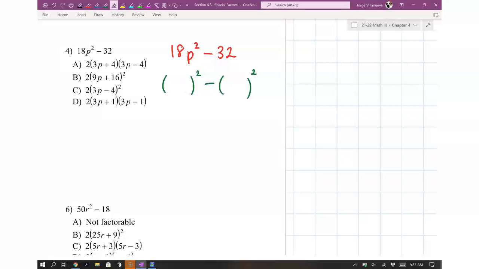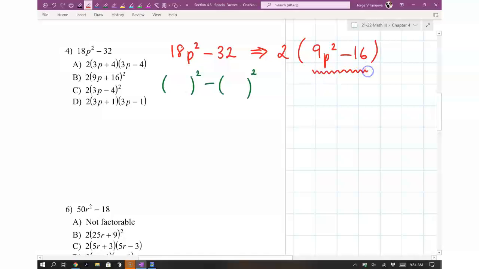Not necessarily, okay? All I have to do right now is say, can I factor something out of it? So from 18 and 32, I can take out a 2. So let's take out a 2. And what's left over is 9p squared minus 16. Okay? Now you guys see this part in here, this little squiggly line thing that I'm drawing out for you guys? I can write that using a difference of 2 squares.